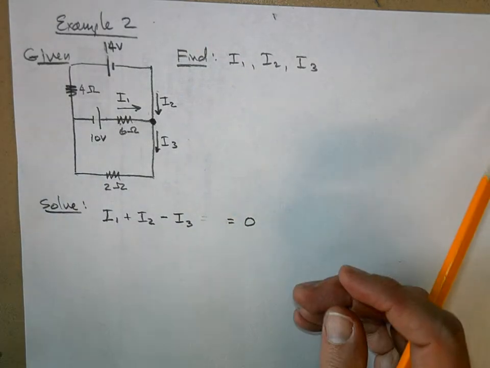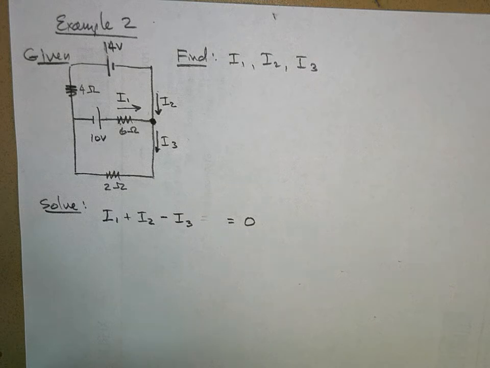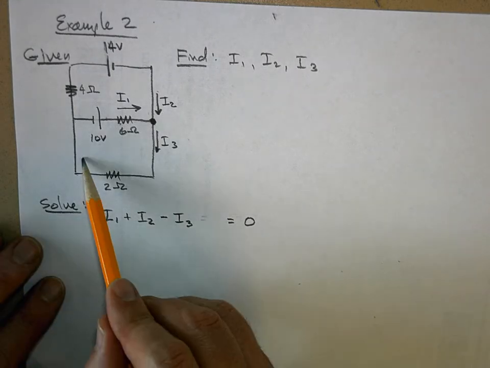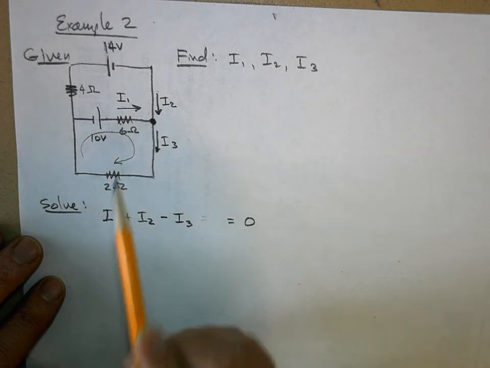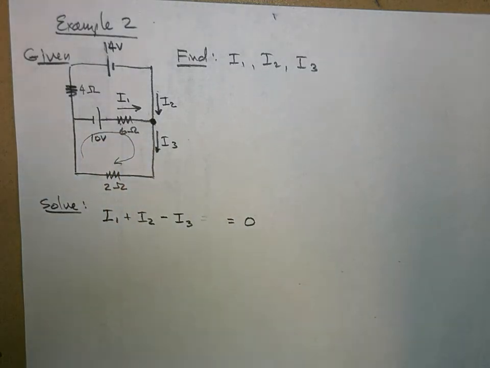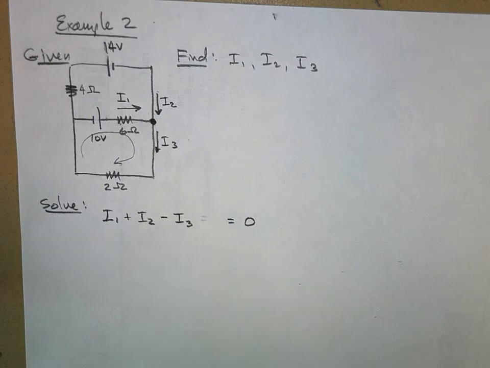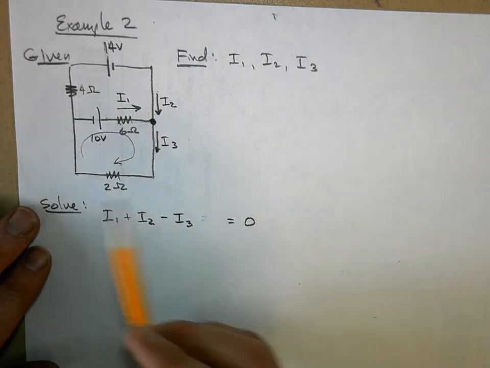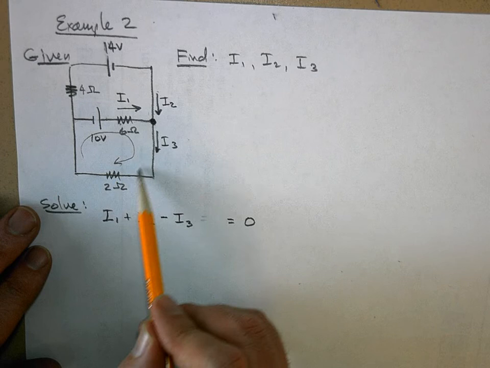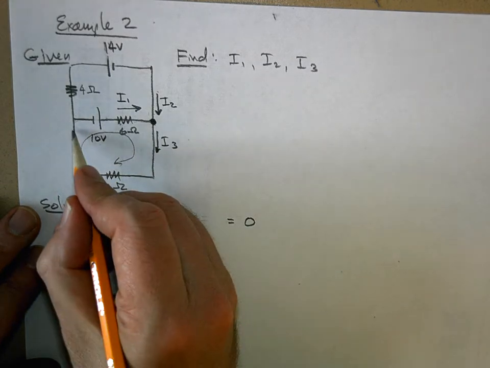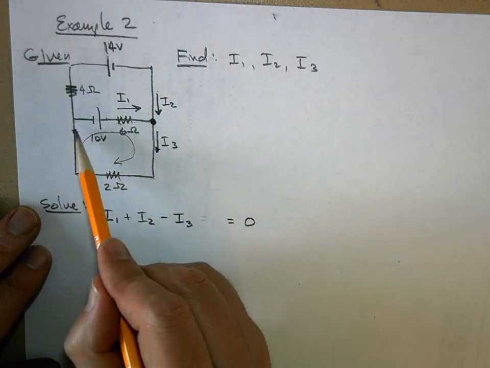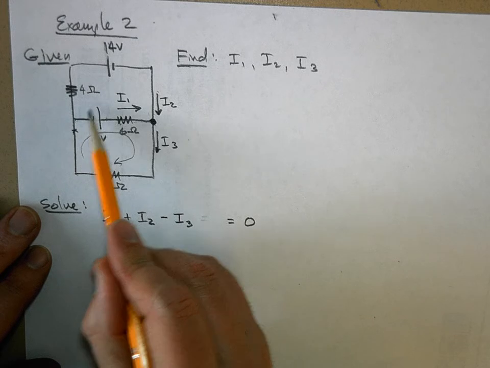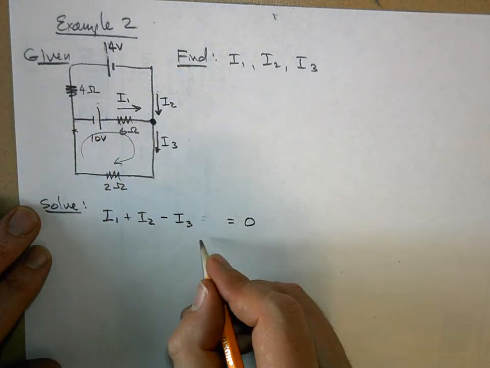Well, what I'm going to do is pick a loop. I'm going to make this my first loop. It doesn't matter which loop you pick. You just go with it. Now, I'm going to start here, and I'm going to go around here. Let's start right here, and I'm going to go clockwise. I'm going up 10 volts, so I'm going to put plus 10 volts.